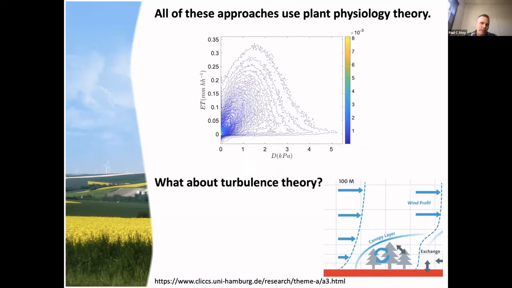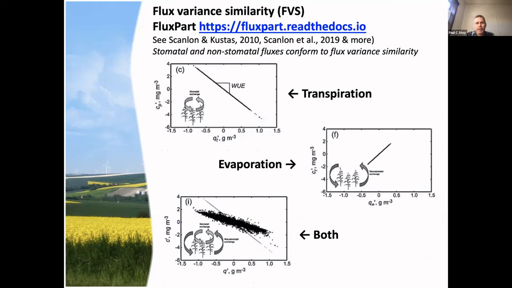Can we make an independent assumption about turbulence theory, and the turbulence that we're actually using to measure fluxes, using that covariance to directly partition transpiration and evaporation based on what we know about the atmosphere? And the answer is that we likely can. The flux variance similarity approach by Scanlon and Kustas, there's another paper by Scanlon and Sahu in 2008, and there are updates to this. There is a Python package created by Todd Skaggs called FluxPart that I'm providing for you there. It makes the assumption, which I would argue holds, that stomatal and non-stomatal fluxes can form independently to flux variance similarity.